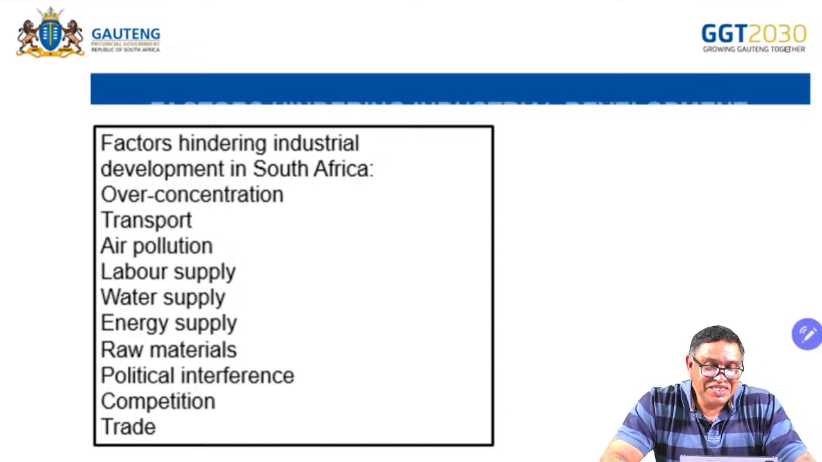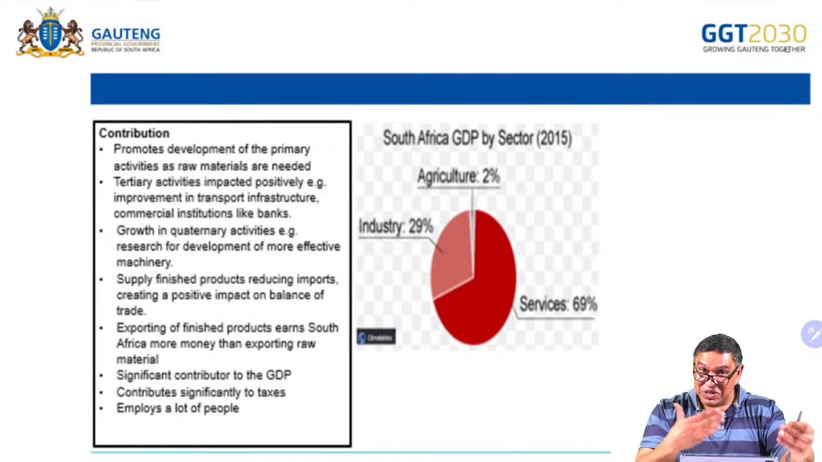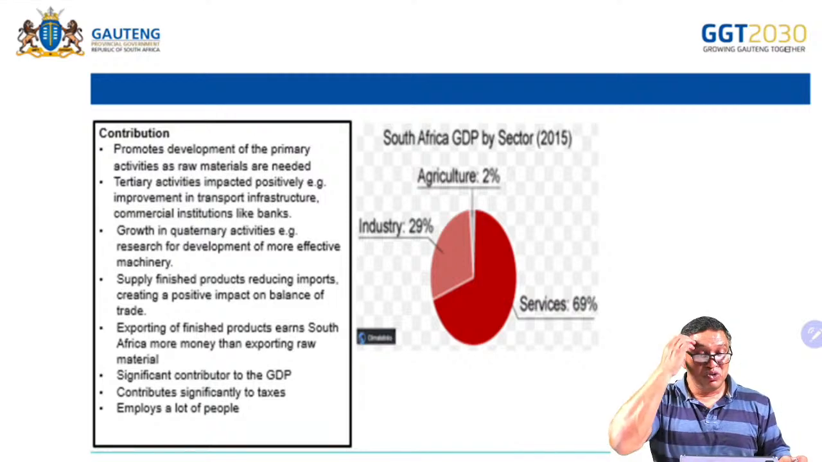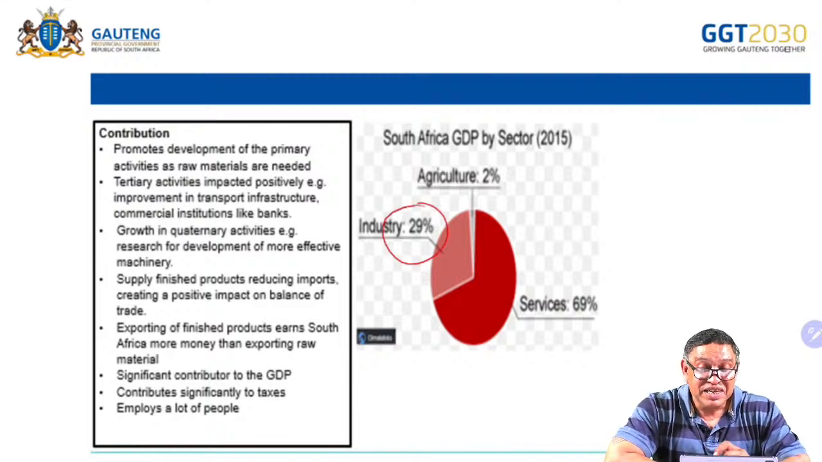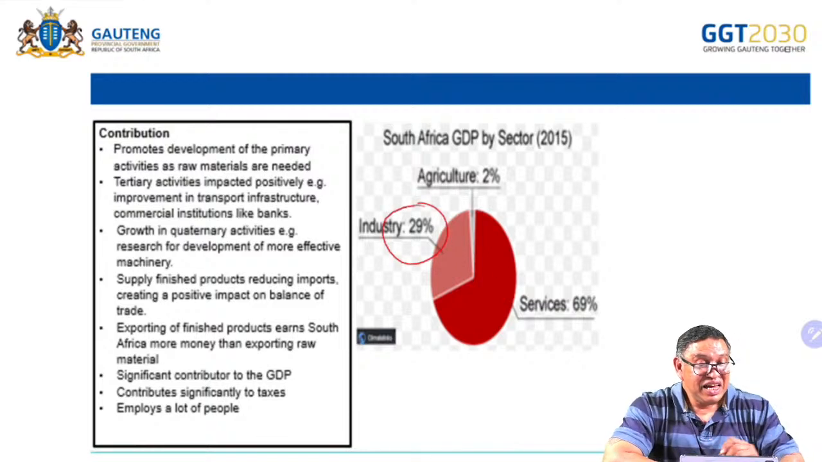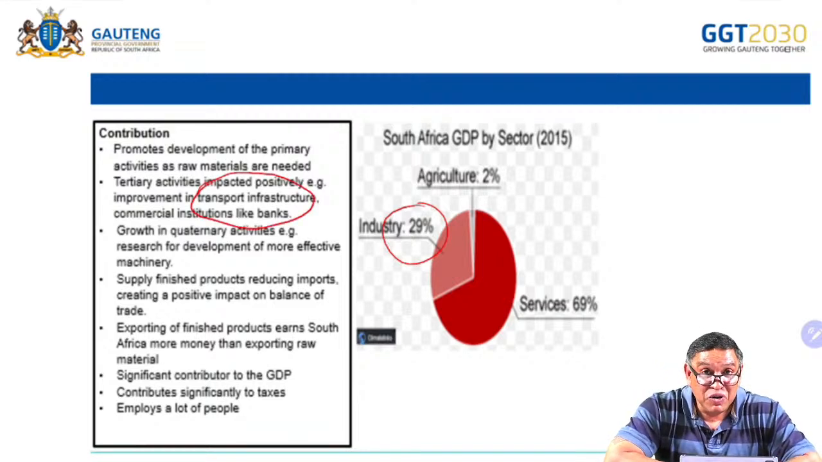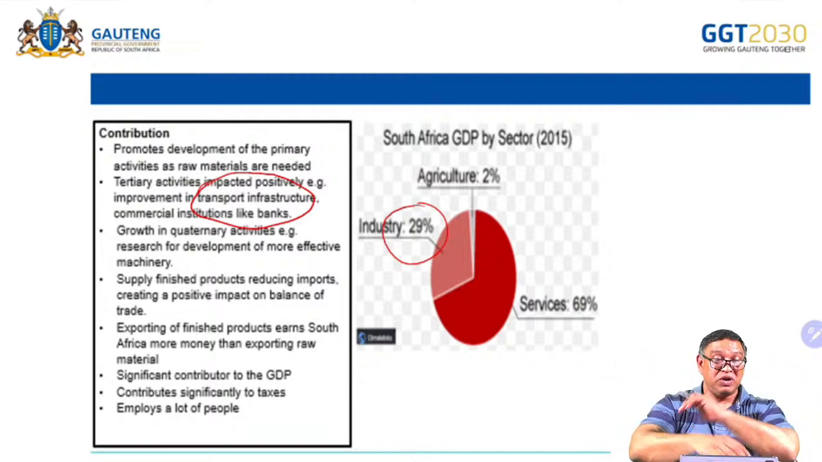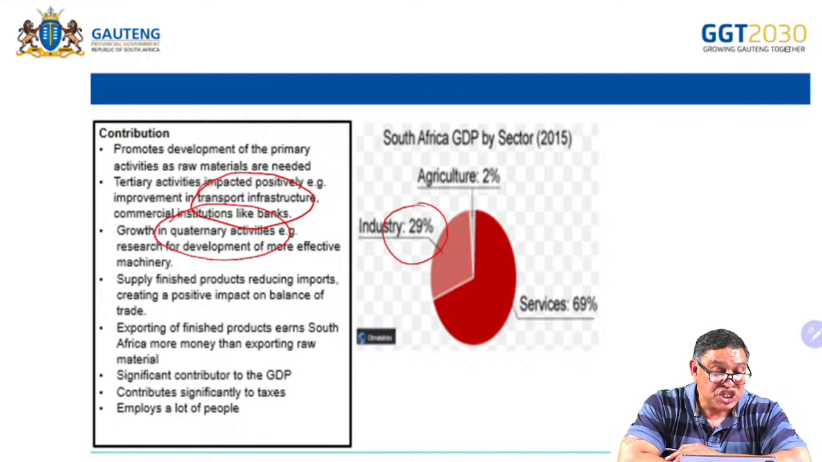Factors favoring and hindering, I'm sorry I'm skipping through this because you did not highlight this as a challenging area. Its contribution to the GDP, can you see, 29% in 2015. It actually improves transport networks, because you have to transport the goods. Research to improve production, quaternary sector, all right?